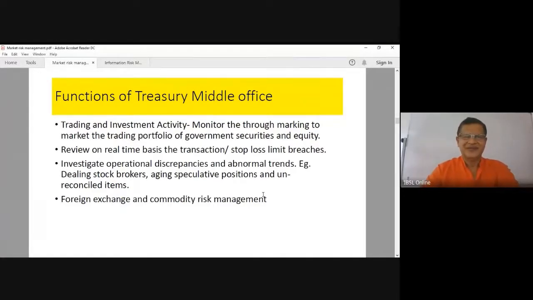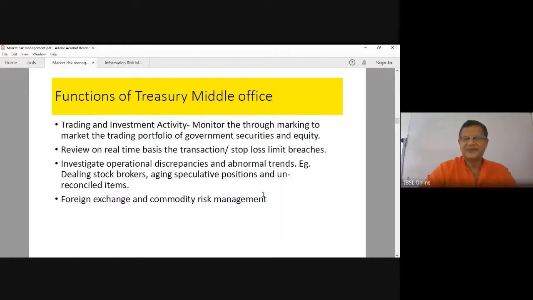Hello. So we stopped in the middle of the segregation of functions, and we'll see what other functions do. The middle office will monitor the trading and investment activity on a real time basis, as I told you earlier, because they want to check whether the decisions are based on current market rates and are within the dealer limits. So a kind of monitoring function will be done by the middle office. They will review transactions on a real-time basis, and they also will identify the stop loss limit breaches.